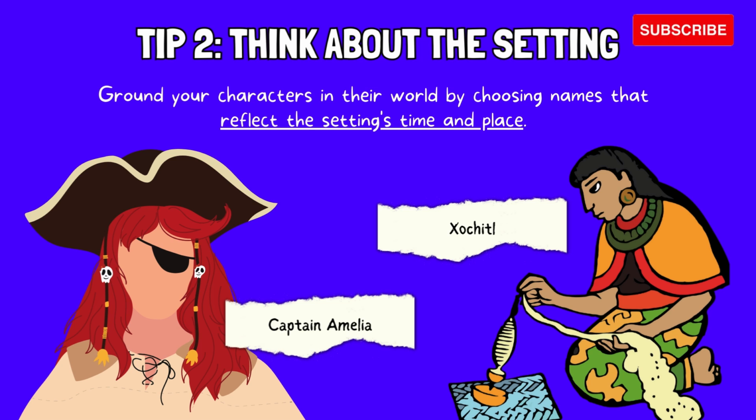The same goes for location. A character named Xochitl in a story set in Aztec civilization feels far more natural than a character named Tiffany. These subtle details create a richer and more believable atmosphere for your story.